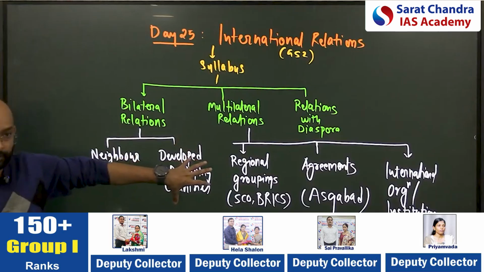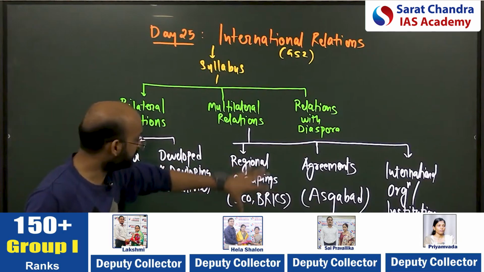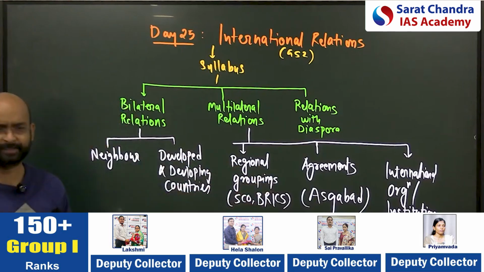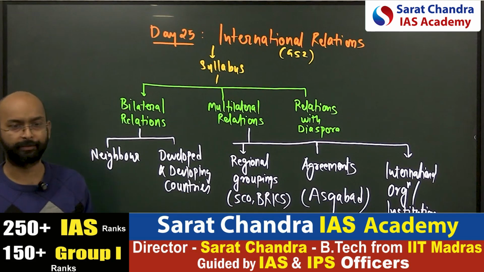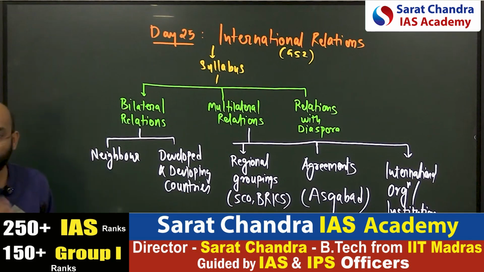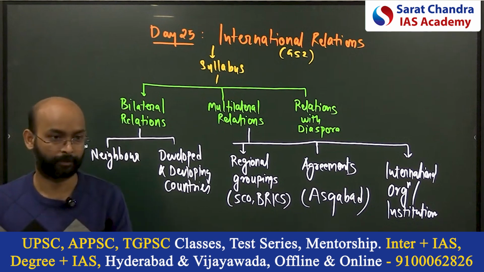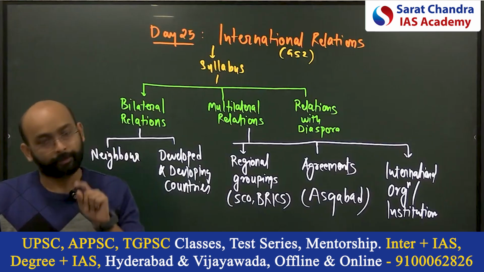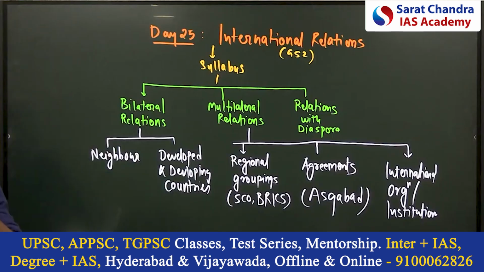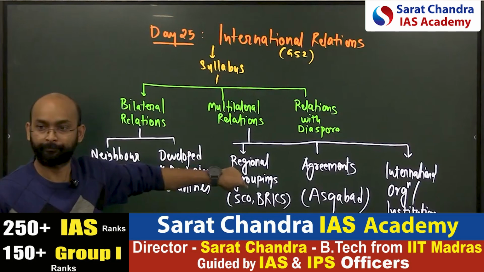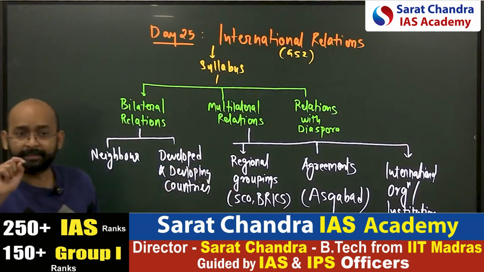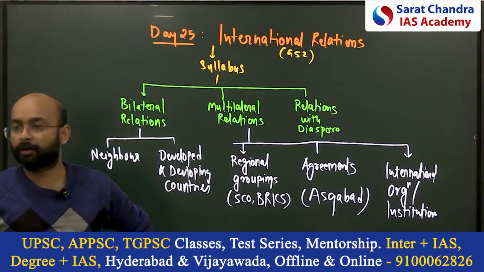Getting it? Then here come the regional groupings like SCO, BRICS, SAARC, BIMSTEC, where India is a part or has a certain stake. For example, the Quad. India is a part of the Quad. So UPSC can ask under this. Now, there is another organization called AUKUS. Have you heard?